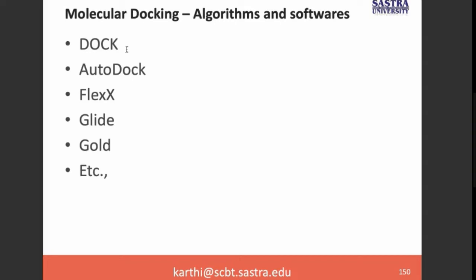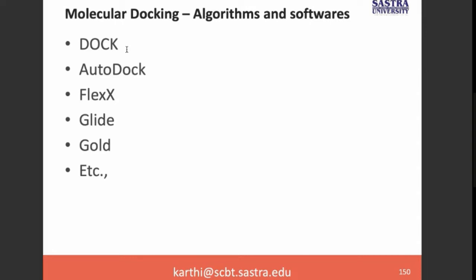FlexX, we have a license for FlexX. It's commercial software. Glide is a part of Schrodinger, again commercial software. Gold is also commercial software, and there are many more, right? There are hundreds and thousands of docking algorithms available. Just for understanding, I have given a few algorithms.